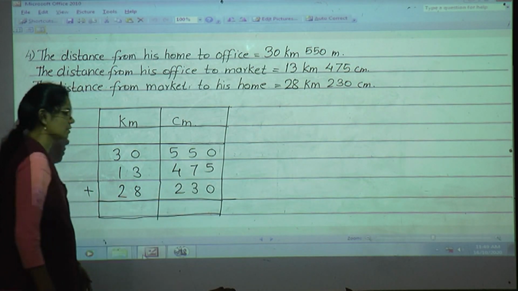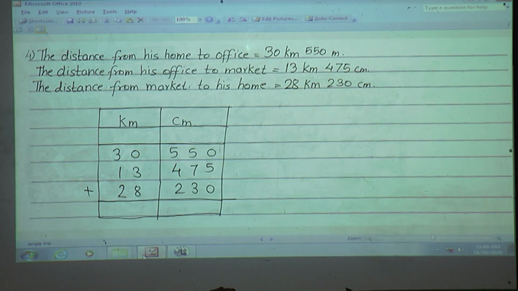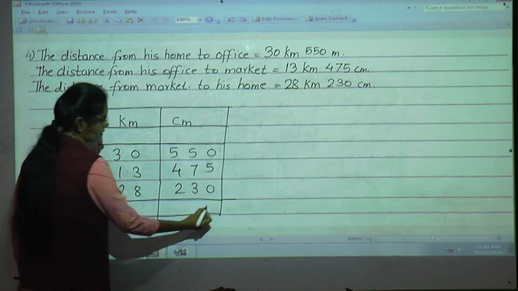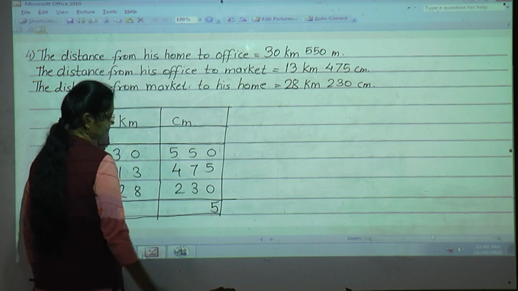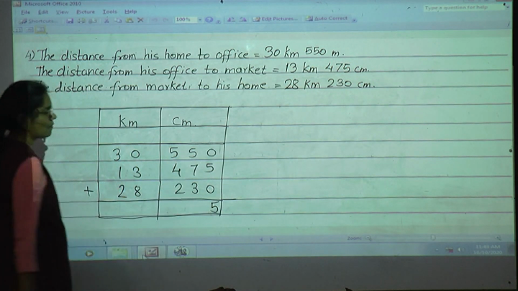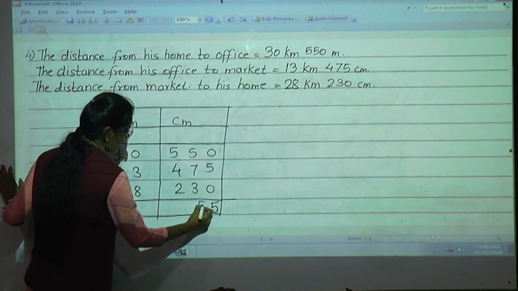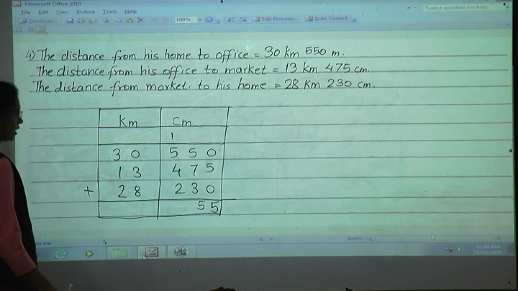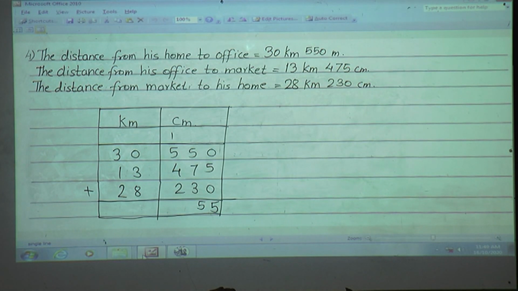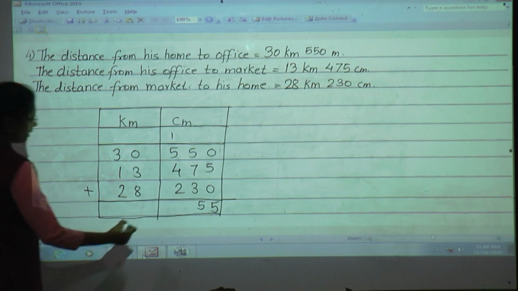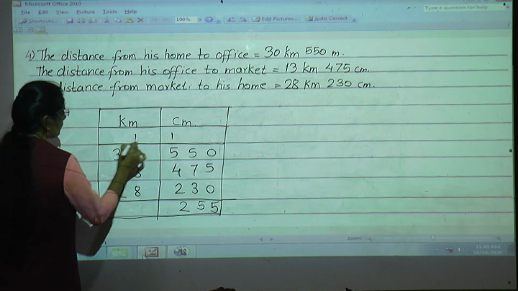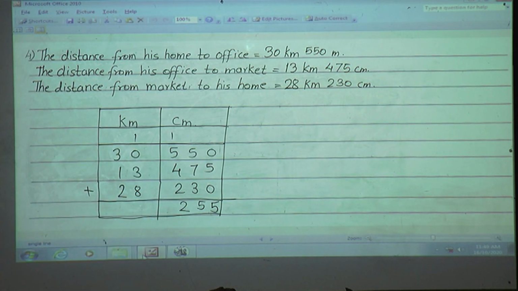0 plus 5, 5, and then 5 plus 0, 5 only. So write here 5. Then 5 plus 7, yes, 12. 12 plus 3, 15. So we will write here 5 and 1 as a carry. Okay. Then 1 plus 5, 6. 6 plus 4, 10. And 10 plus 2, 12. So we will write here 2 and we will give 1 as a carry.